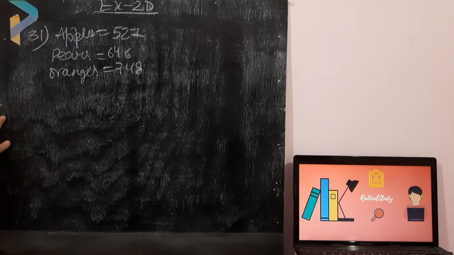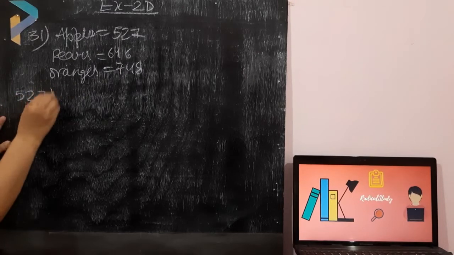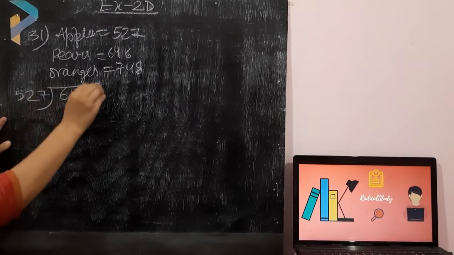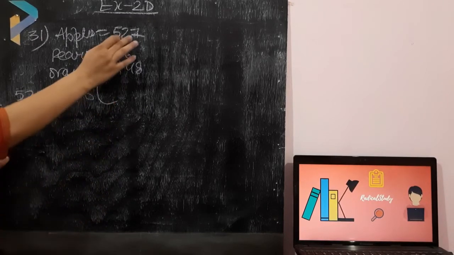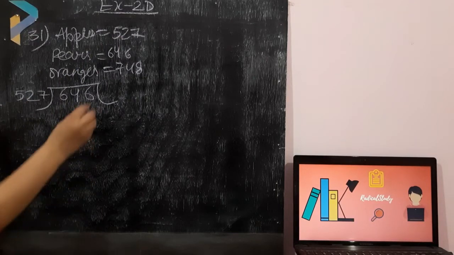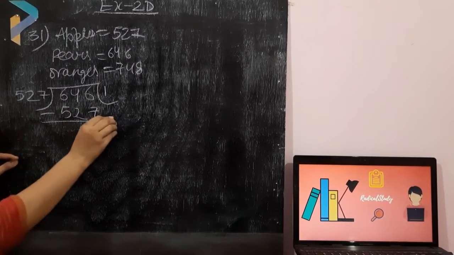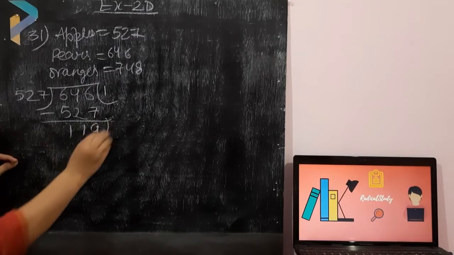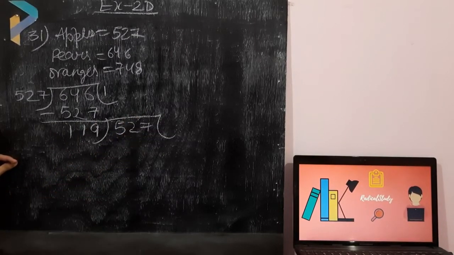So to find the HCF, first the smallest number is 527. I am using the division method because I find it more convenient. You can also find it by prime factorization. It's totally up to you. So the next number which is greater than 527, it is 646. So 527 ones are 527. Now what we will get over here? 119. Now 527 will become the dividend.